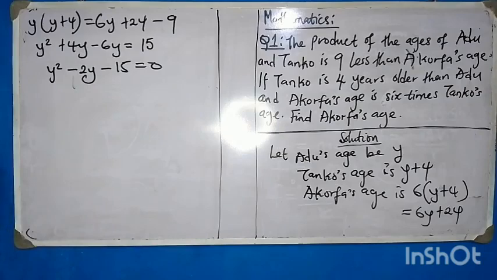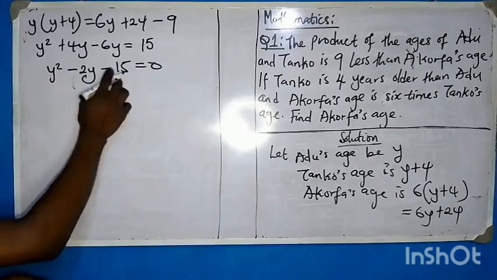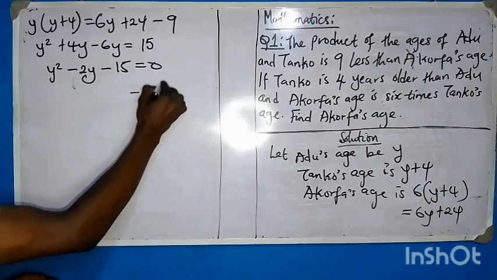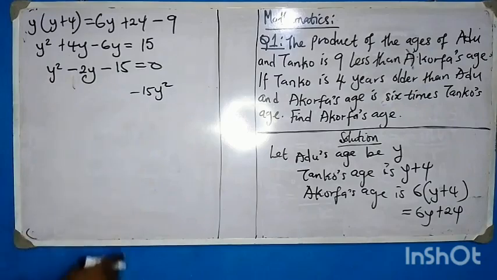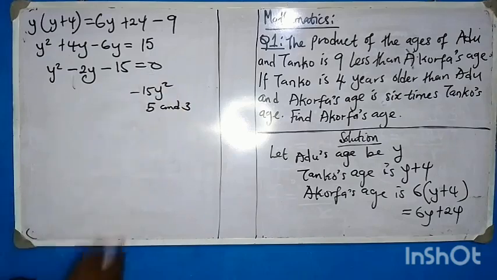whether by factorization, or by completing the squares method, or by formula. Let's see if it is factorizable. So here, this times this will give us minus 15y squared. Now what are the factors of 15? We have 5 and 3. 5 and 3 will give me 15.